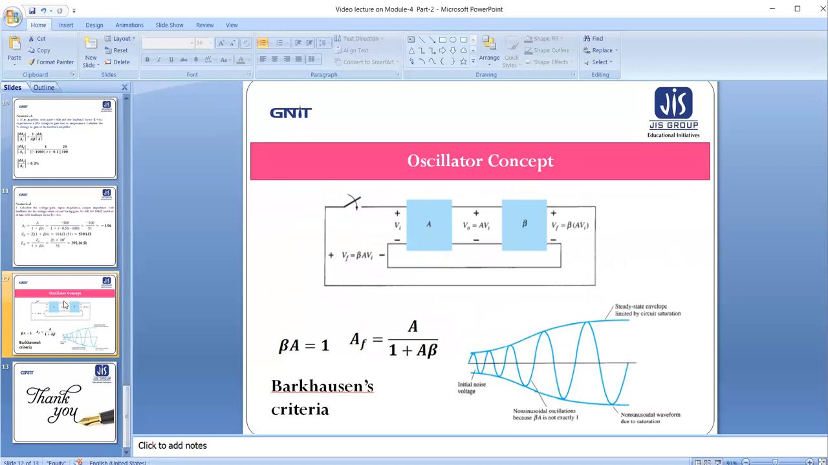Next, we are going to the oscillator concept. Oscillator is just opposite to negative feedback.